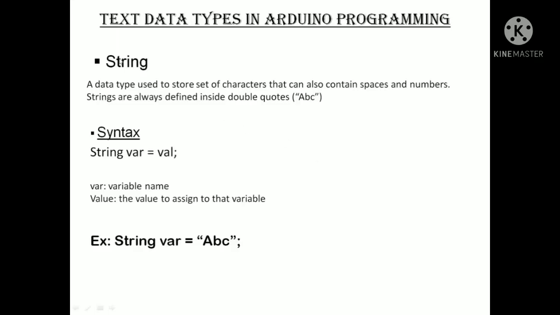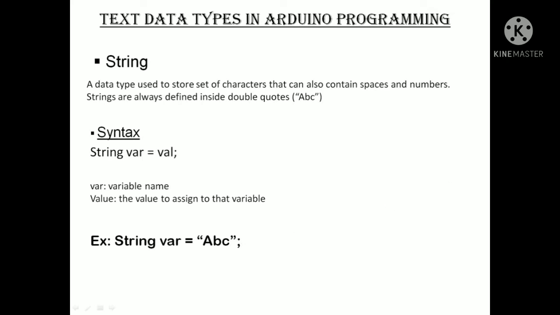The second text data type is string. String is used to store characters which contain spaces and numbers, which means we can store paragraphs or a sentence in this, in double quotes. Its syntax is String var is equal to val and the semicolon. Its example is String var is equal to ABC. I have considered ABC as an example, then the two quotation marks and then a semicolon.